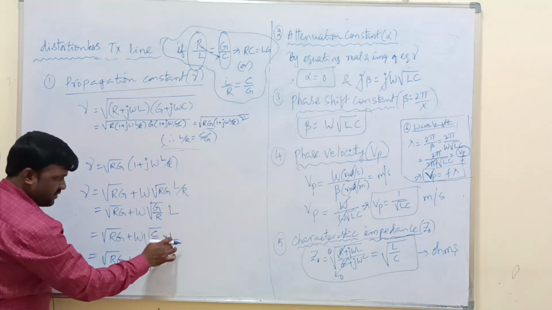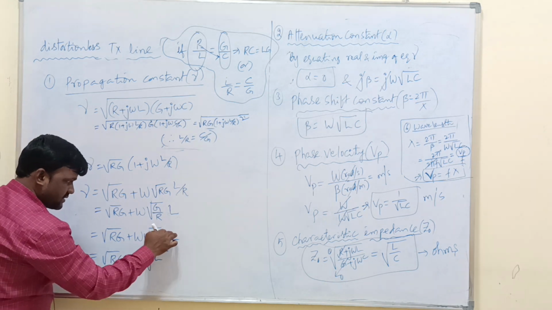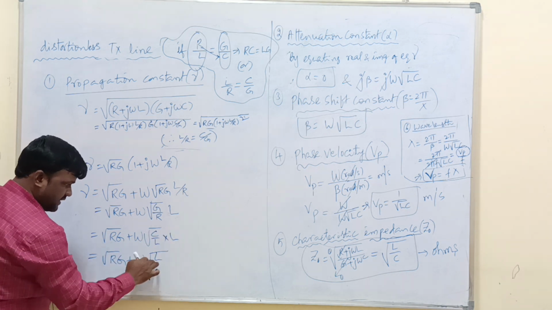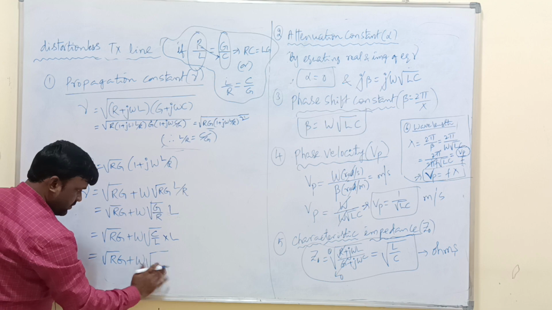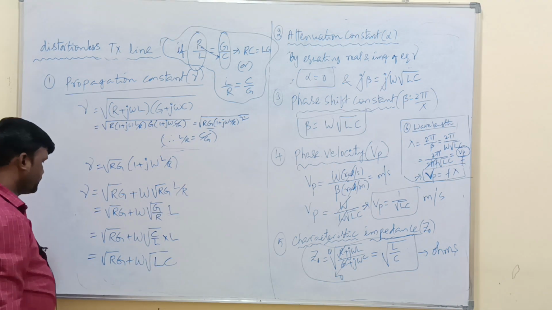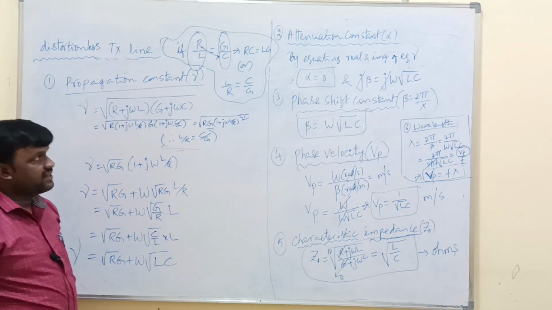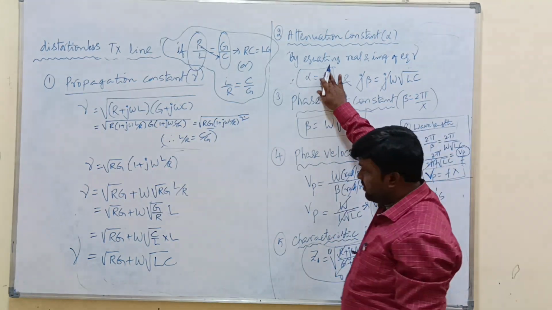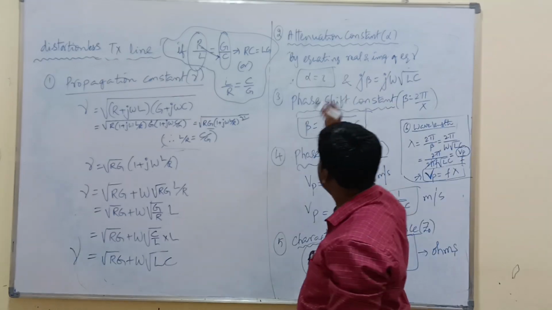This L can be written as what? Root L square, or else root L into L. One root L cancels. Remaining is root L into C. So this is about gamma. By equating real and imaginary, what is the real term? That is root RG.